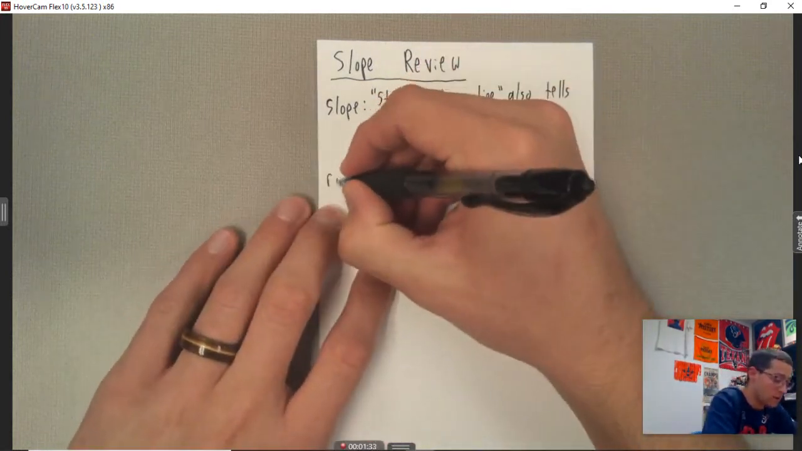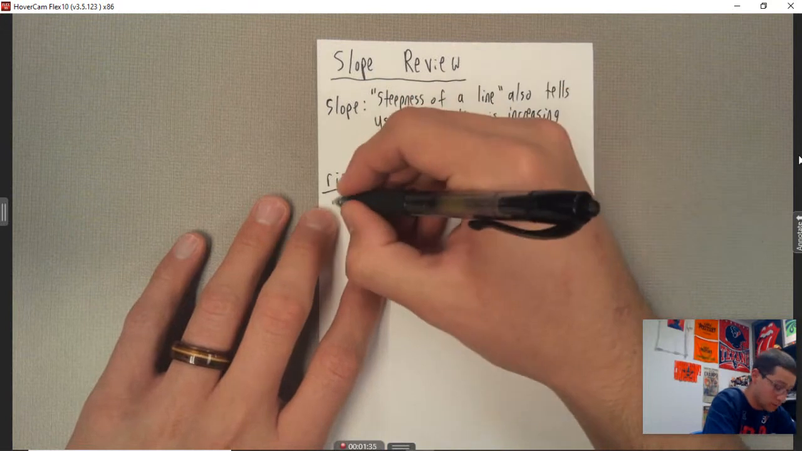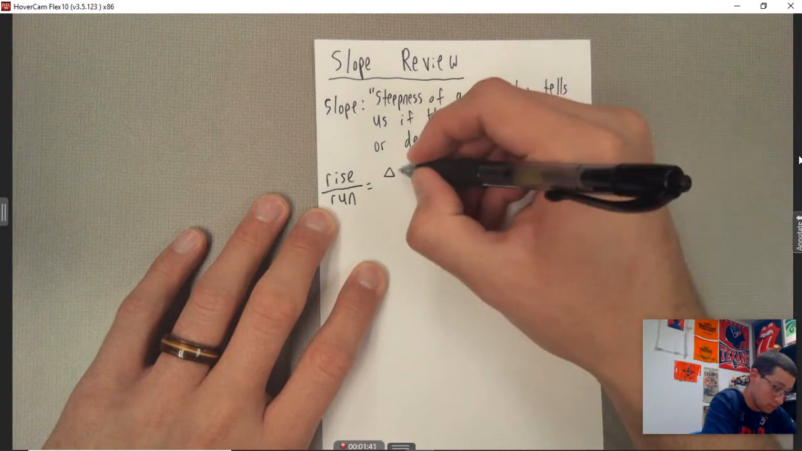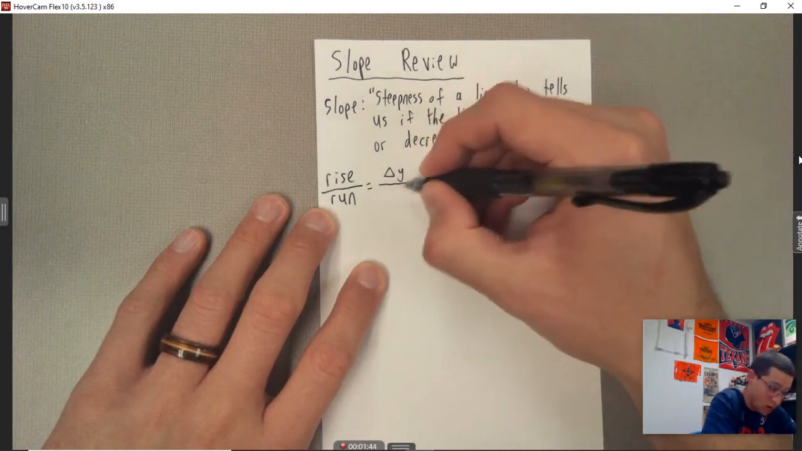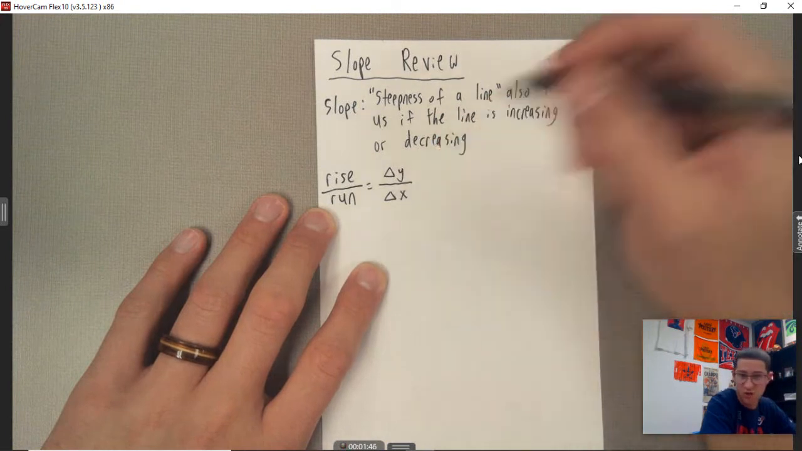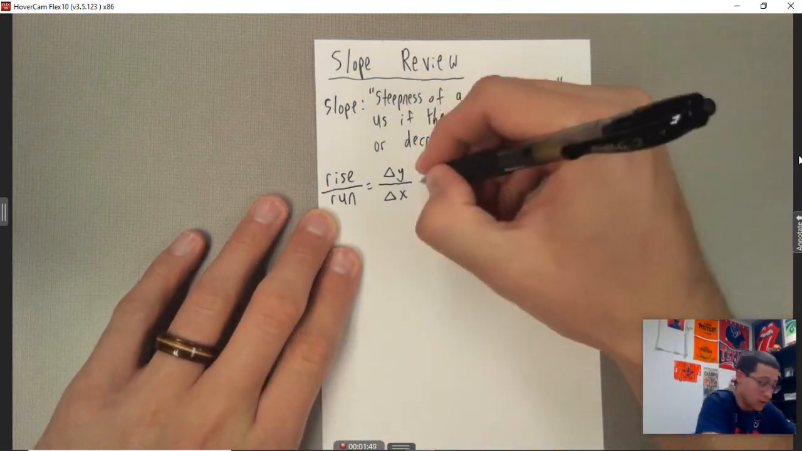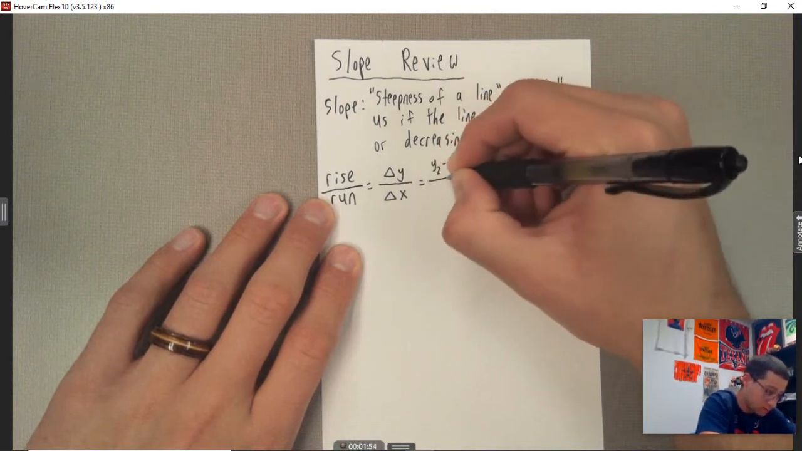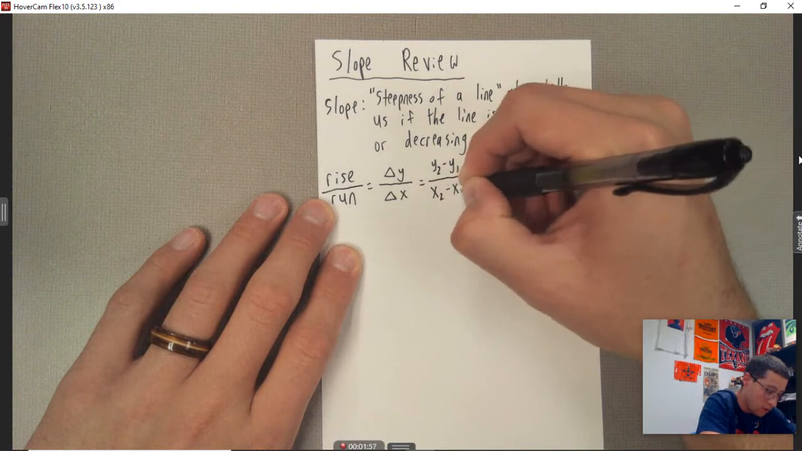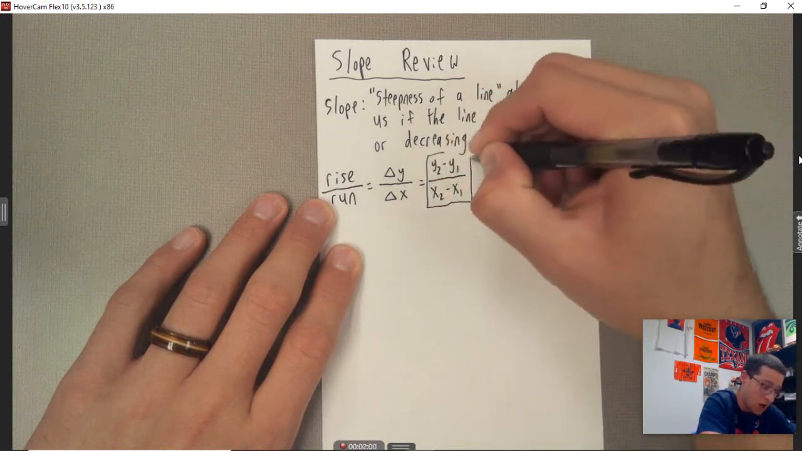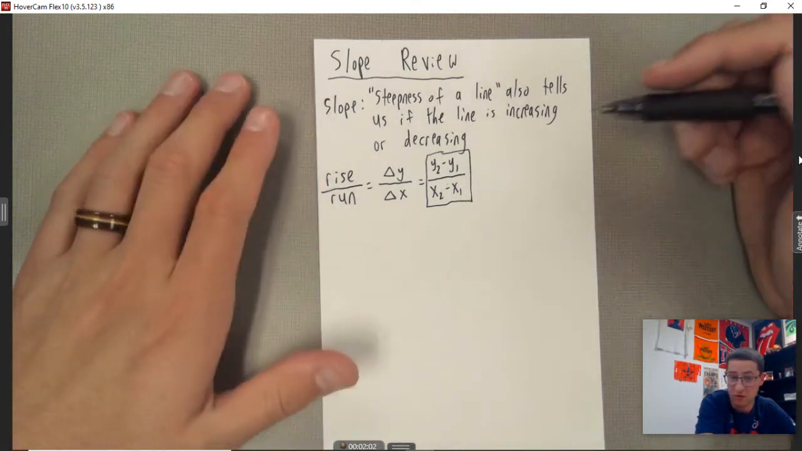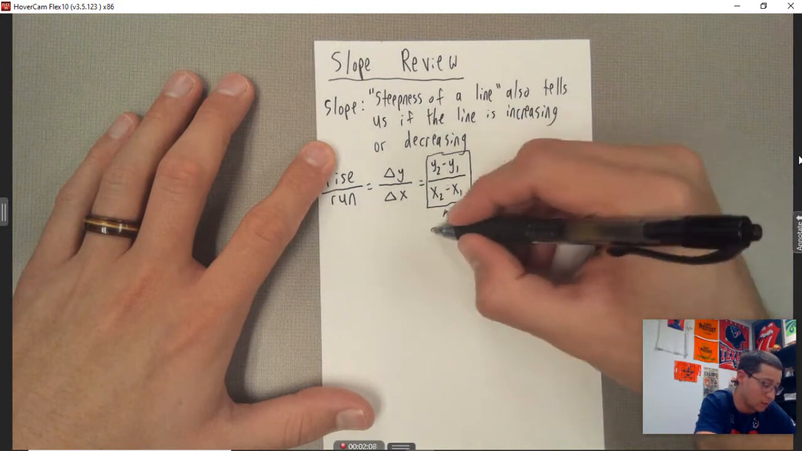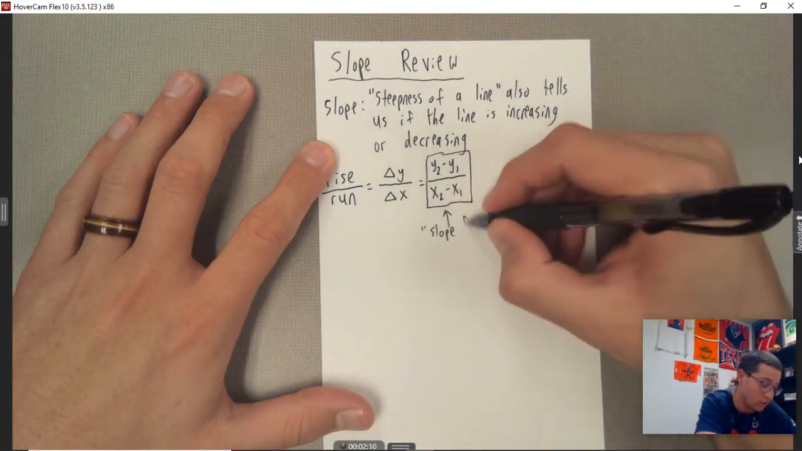So hopefully we can jog our memory here. It's the rise over the run. That's one way to think about it. In other words, it's the change in y over the change in x. That little triangle represents change. The big formula here is y2 minus y1 over x2 minus x1. This is maybe the most common formula, because it's definitely one we'll be using. So this is our slope formula.